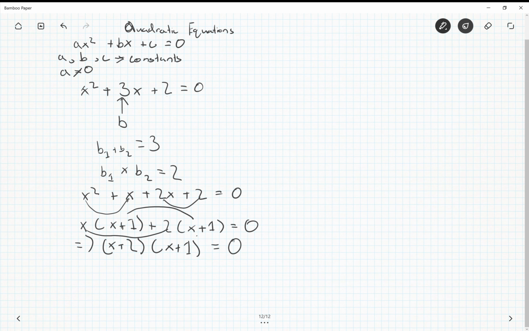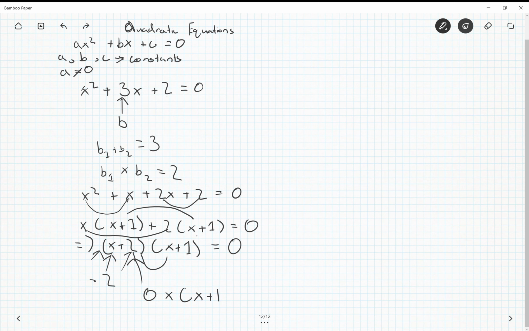Now how do we find x? This is where we use the null factor law. The null factor law states that if this is 2, then x definitely has to be negative 2, because this is multiplying with this, and if x equals negative 2 here, then this entire factor will amount to 0. So it will be 0 times x plus 1, which no matter what would be 0.